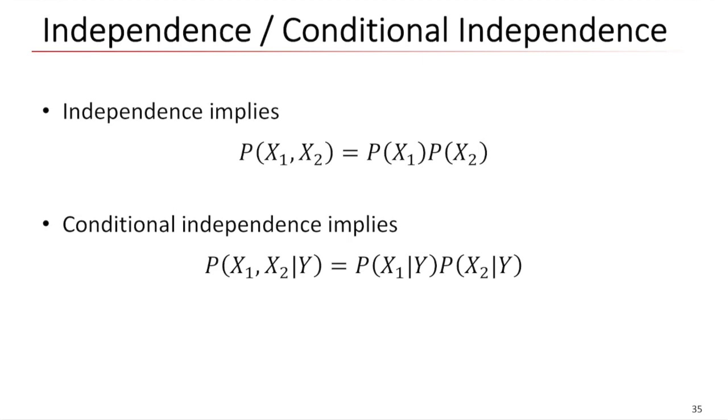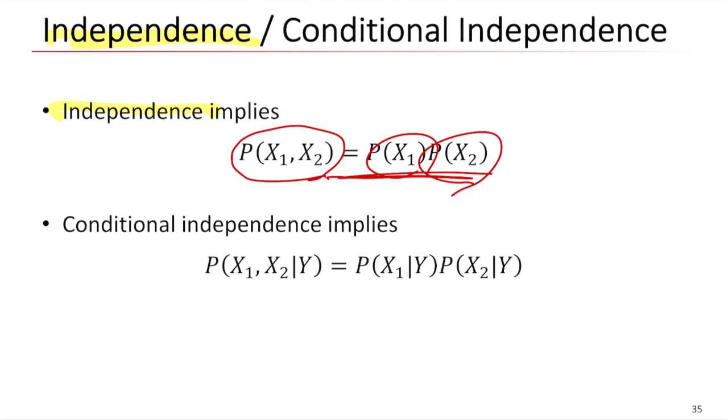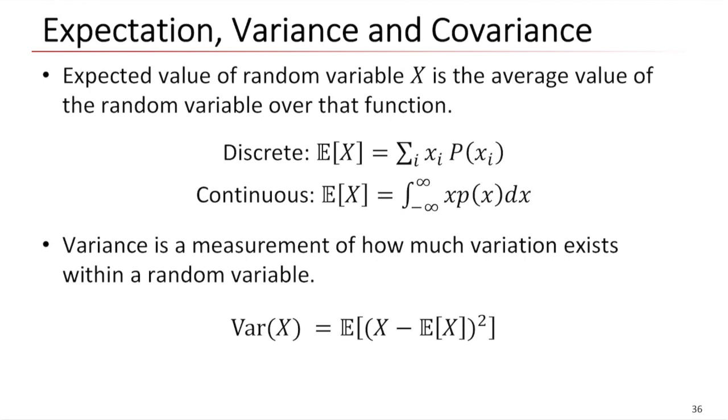So another concept is independence. What is independence? Independence implies that the joint distribution is equal to p of x1 times p of x2. It means that these two random variables are independent of each other. Okay, so other terminology in probability theory is expectation, variance, and covariance.